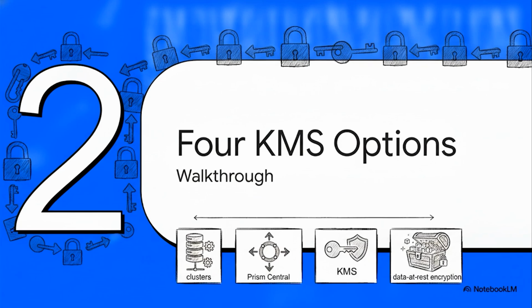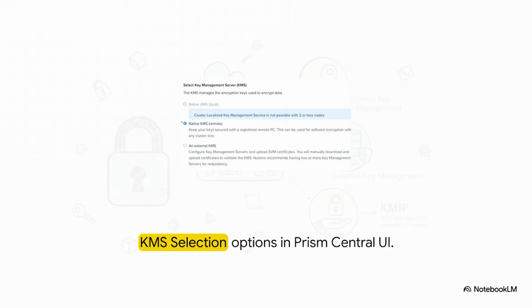Section 2, walkthrough of the 4 KMS options. Now, what's really interesting to see is how this translates into the actual interface. When you open the Prism Central UI to configure your KMS, you're presented with a very specific set of options to manage this workflow. For instance, when you configure an external KMS, the system establishes absolute trust by exchanging certificates.